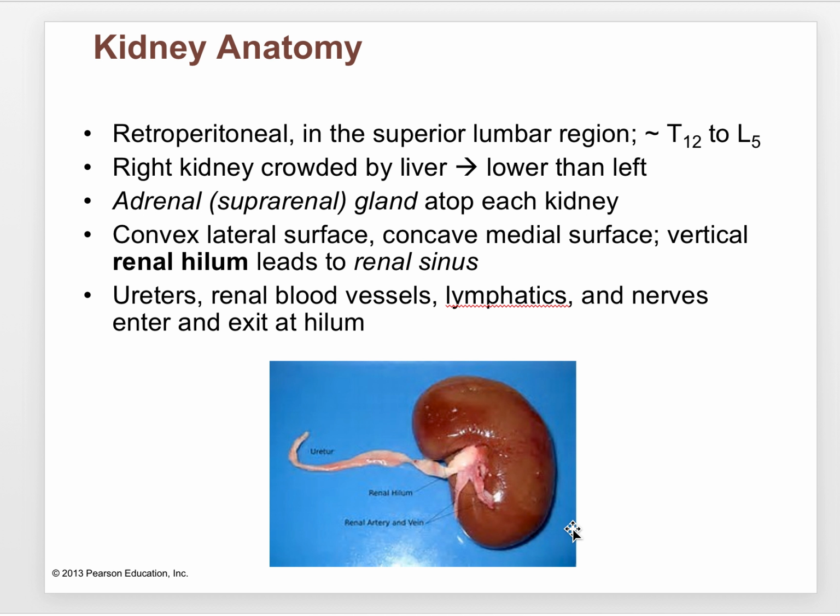The right kidney is crowded by the liver, and it's a little bit lower than the left. There's adrenal glands or suprarenal glands on top of each kidney. The kidney has a convex lateral surface and a concave medial surface. And the renal hilum, which is this area here, leads to the renal sinus, and this is where the blood vessels, the lymphatics, the nerves, the ureters all enter the kidneys at the hilum.